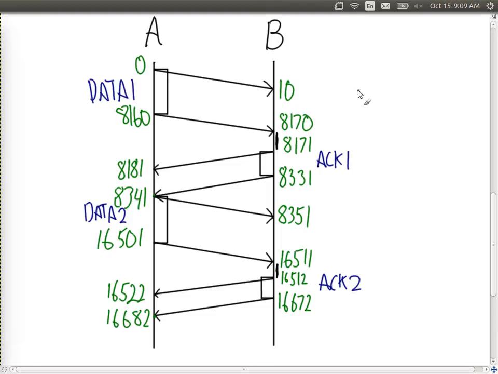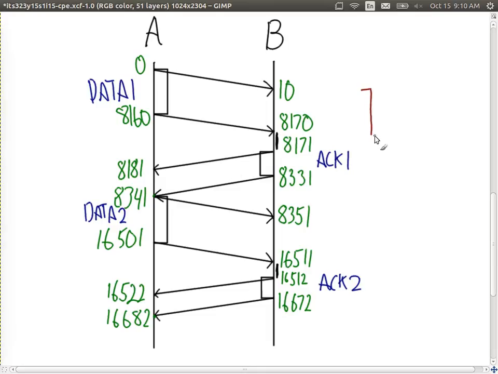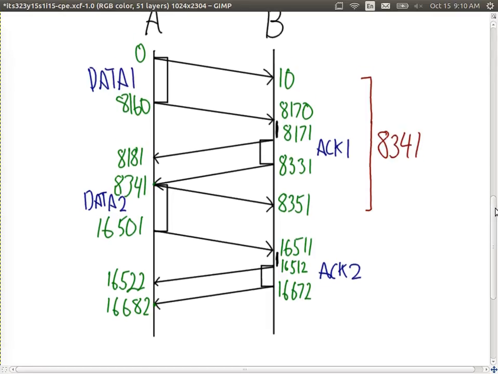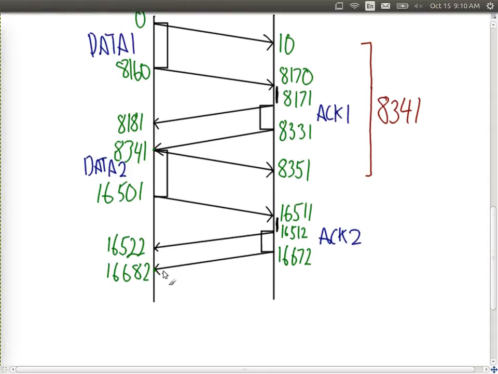Let's look at the receiver B from when it starts receiving from this time, time 10, until the next time it starts receiving, 8351. So it starts receiving the first data frame here, then it starts receiving the second data frame at 8351, a difference of 8341 microseconds. Actually, we need to draw at least the start of the next frame. This is the third data frame. We'll not complete the procedure, but data 3.